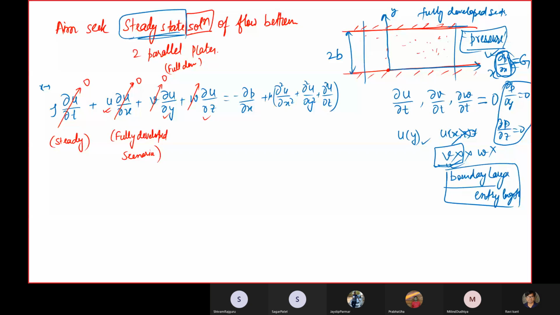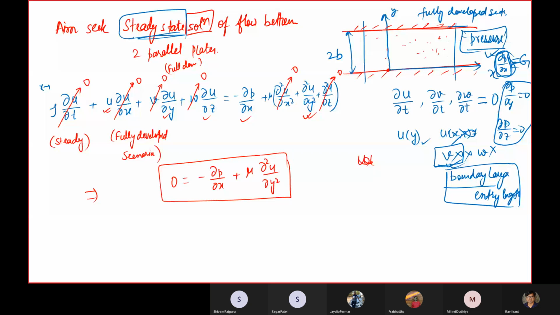So we are left with dp/dx, which will be there. ∂²u/∂x², will it be there or not? No, sir. Why? Since u is not a function of x, its second derivative will not be a function of x either, right? So this goes away, but you are left with this only. Now, summarizing the x momentum equation, you can write 0 is equal to minus ∂p/∂x plus mu times ∂²u/∂y². So we have one equation.